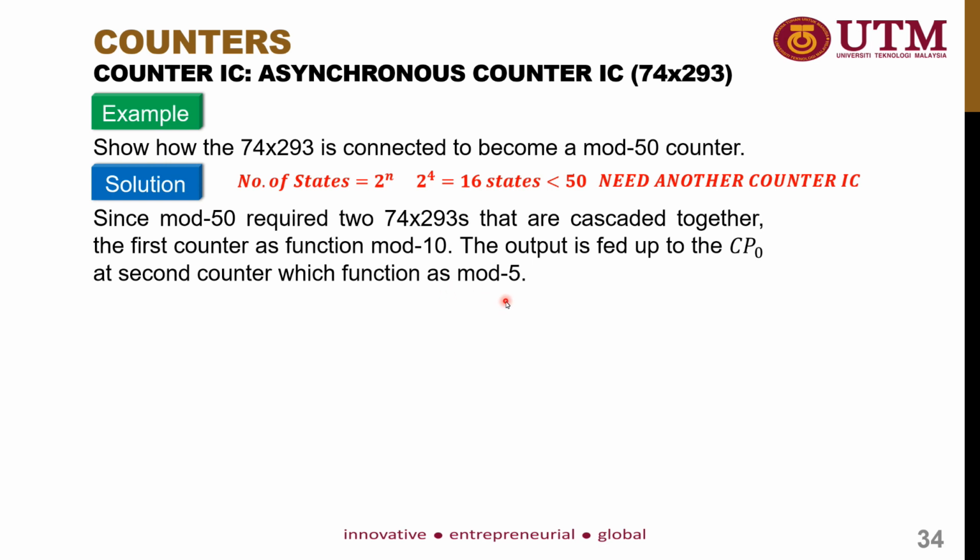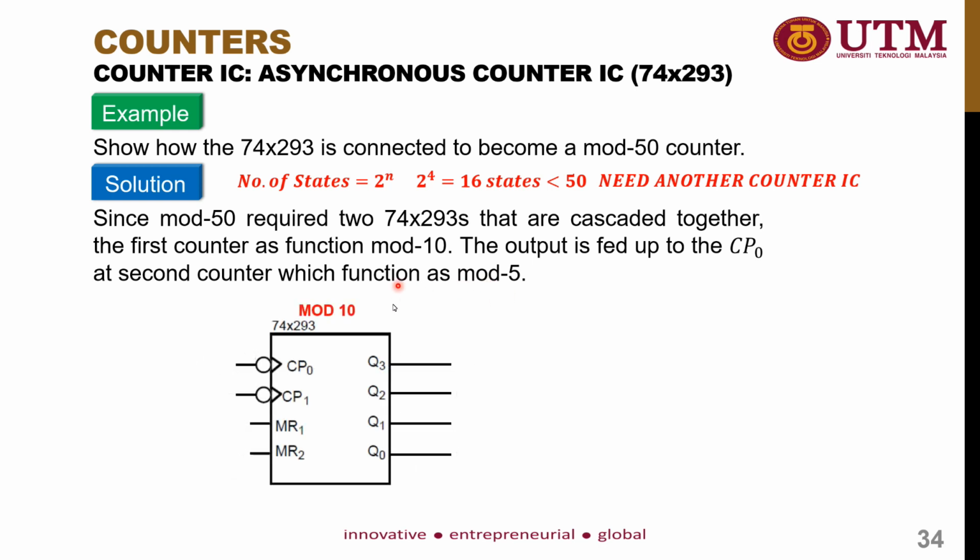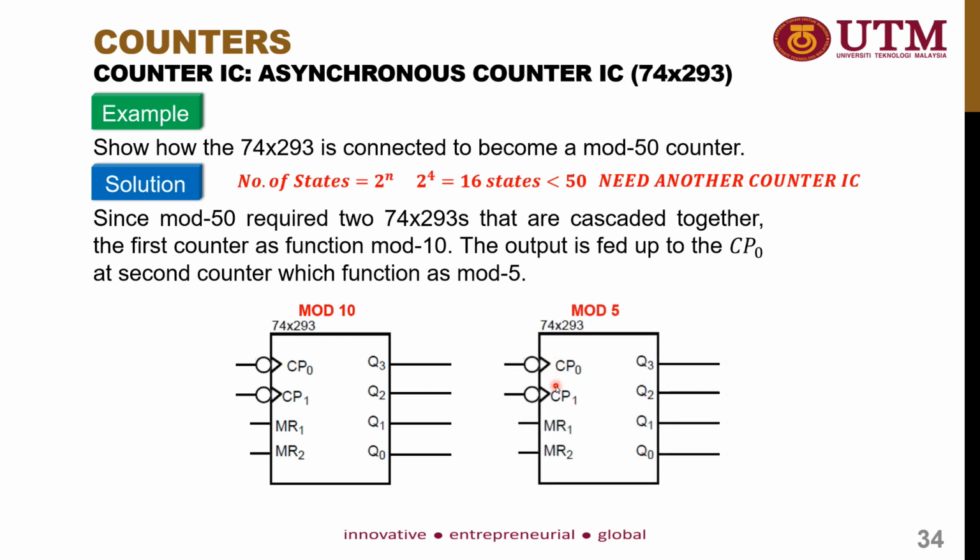Okay? So in order for you to get a clearer answer, let me show you the answer first. This is the first 74x293 IC, which is being used as a mode 10 counter. And this is the second 74x293 IC, which is being used as a mode 5 counter. So in order for you to verify how we want to design the mode 50 counter, you need to use 2 counters. The first counter is used as mode 10, and the second counter is used as mode 5. So 10 multiplied by 5 becomes mode 50.